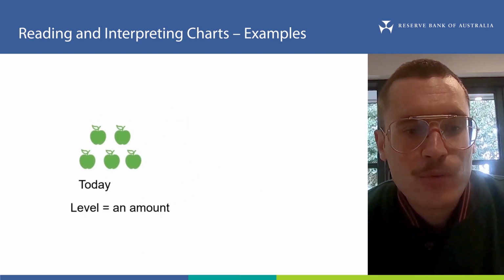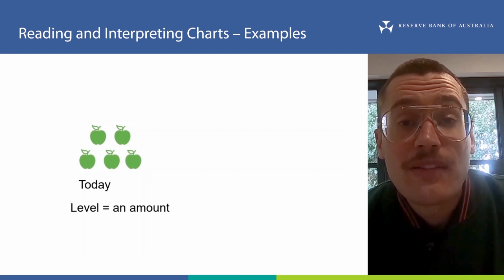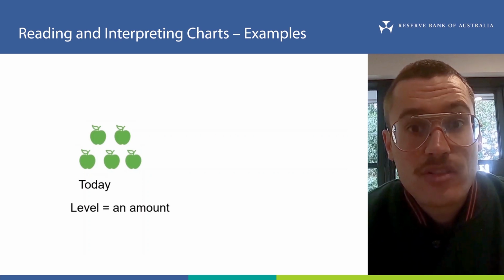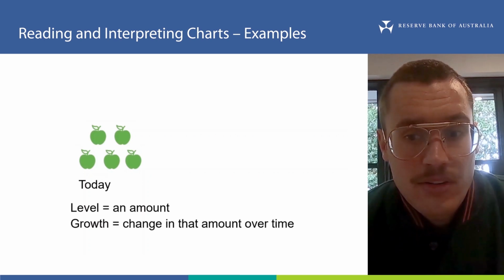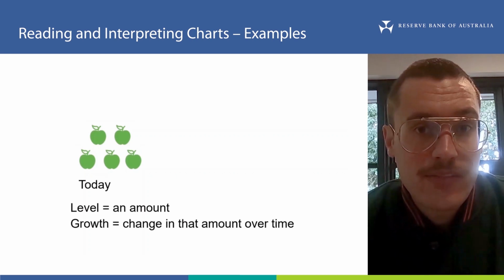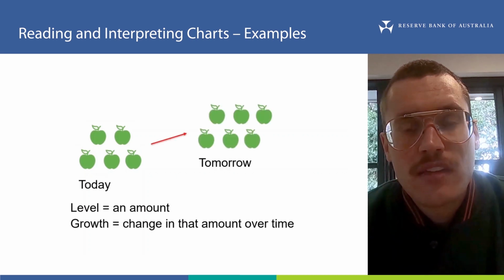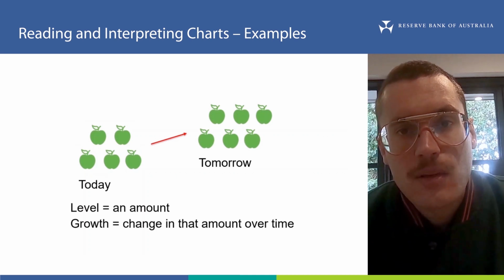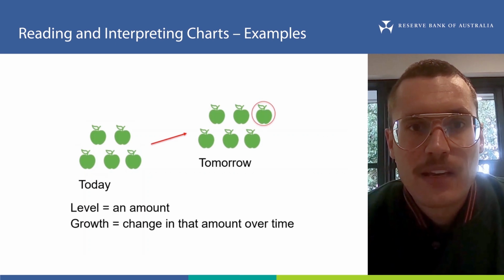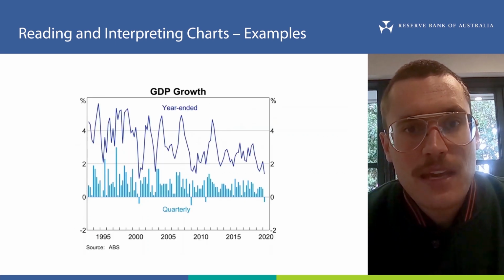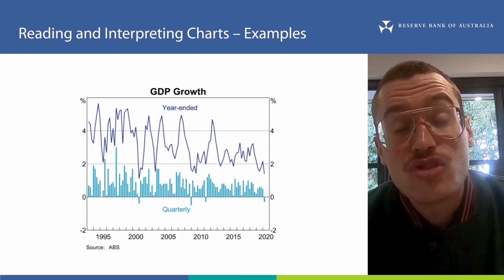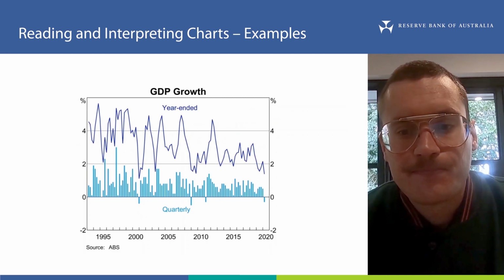If we had 5 apples today, then we could call that the level of apples in our possession. The growth in something is just the change in that amount over some period of time. If, say, the amount of apples we had increased from 5 today to 6 tomorrow, then the growth in apples over one day would be 1 apple, or in percentage terms, 20%. Back on our chart, what this means is that all of the data that we're looking at here is showing us how GDP has changed because it's a growth rate.